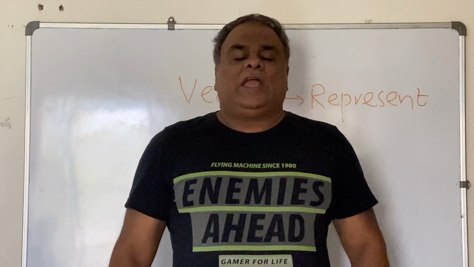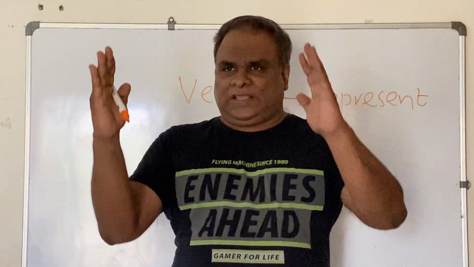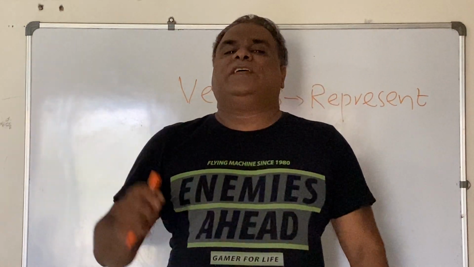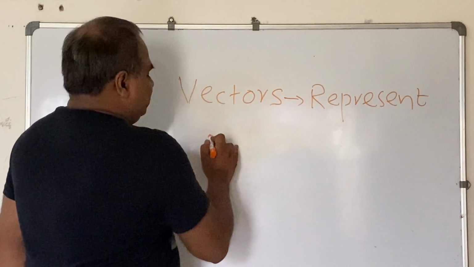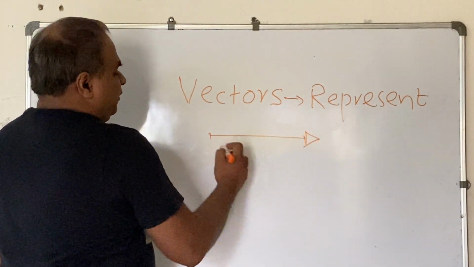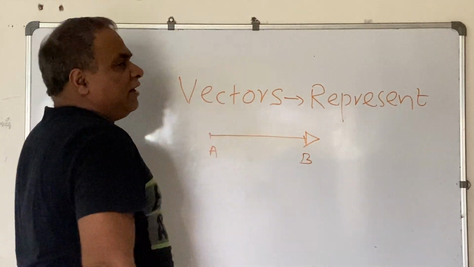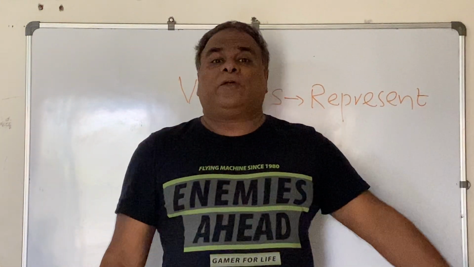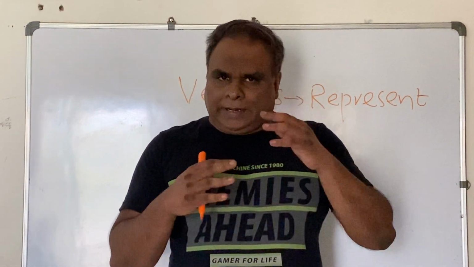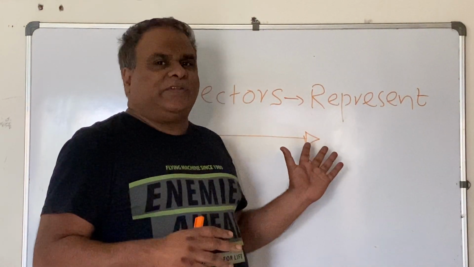Representation of vectors. A vector is represented by a straight line with an arrowhead. The length of the straight line gives the magnitude of the vector. The arrowhead gives the direction of the vector. See, this is vector A and this is B. The length of the straight line gives the magnitude and the arrowhead gives the direction of the vector. Understood?